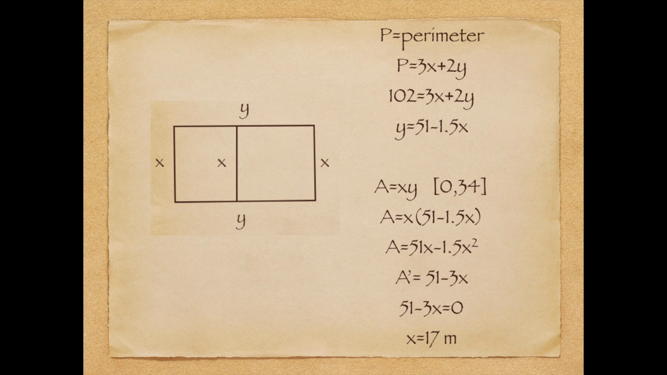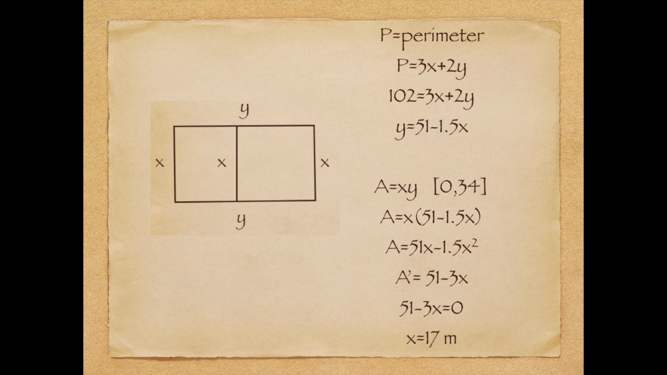So x times 51 minus 1.5x. We distribute the x. Then we find the derivative. Finding the derivative here, you guys probably should know, we reduce the exponent by 1 and bring the exponent to the front. That's all we do for derivatives here because we're working with just expressions. So on the derivative, we get 51 minus 3x.